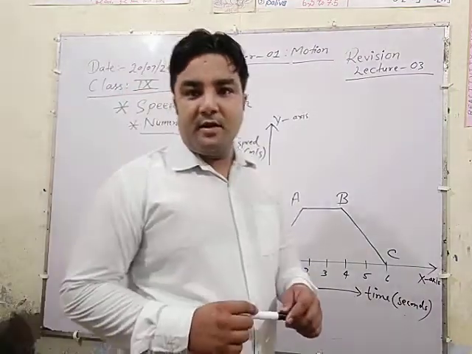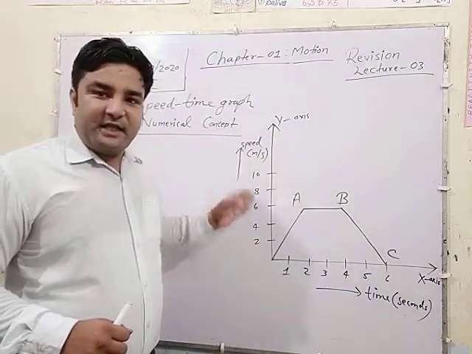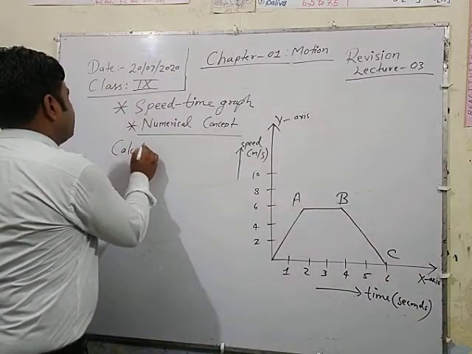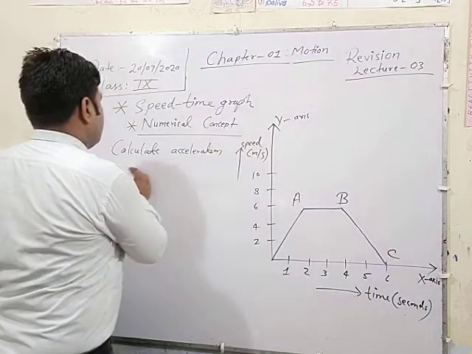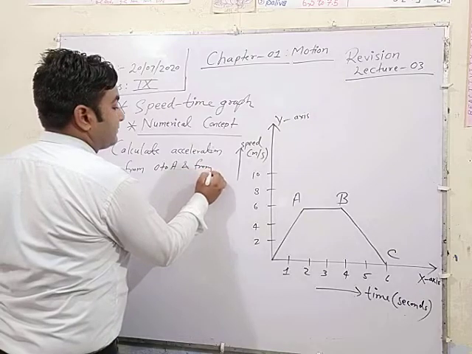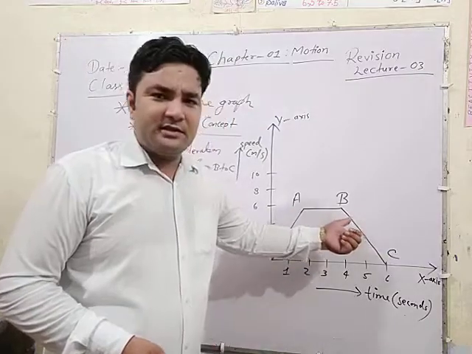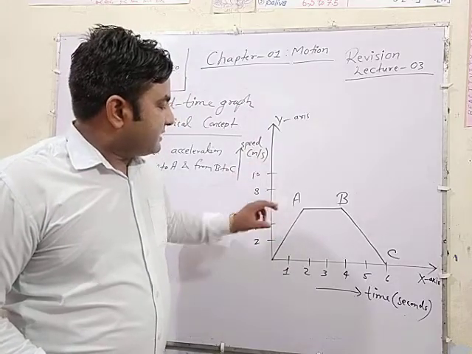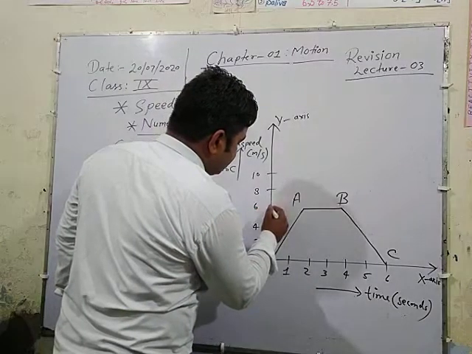After the calculation of speed from a distance-time graph, the next numerical is based on the speed-time graph. Suppose you have to calculate acceleration from O to A and from B to C. Suppose if asked about acceleration from A to B, then there will be no acceleration, because from A to B the speed is the same, that is 6 meter per second.